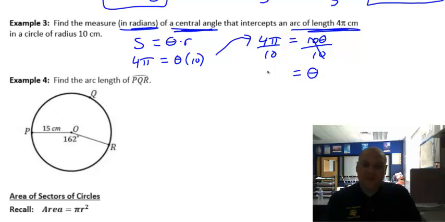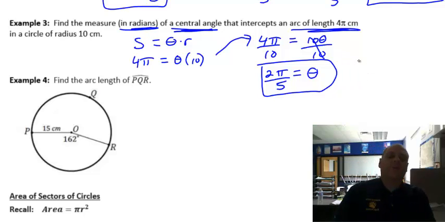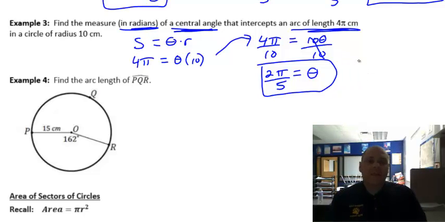Because that'll get theta by itself, so I'm solving for theta. 4 pi over 10 is 2 pi over 5 if you reduce it. And if they want it in decimal form, I didn't do it in decimal form because we're not going to do these in decimal form. We're going to leave these in terms of pi. So my angle is 2 pi over 5 in radian measure.